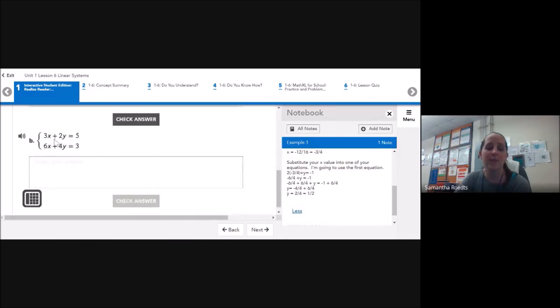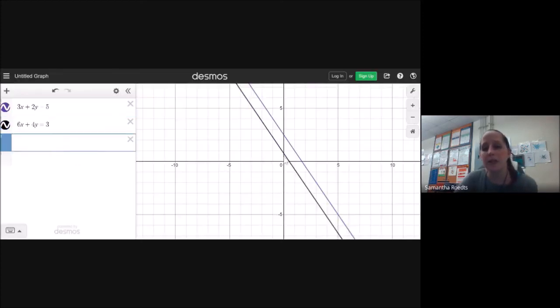I can do the same thing for 3x plus 2y equals 5 and 6x plus 4y equals 3. If you see here, these are actually two parallel lines, which means they never actually connect with one another. So there is no solution. These two lines are inconsistent with each other. There's no solution to them.